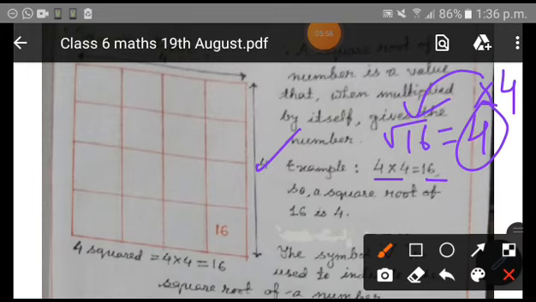So that is why here, see, a square array has been made with 4 columns and 4 rows. So in total, if you count the total number of boxes, you will get 16 boxes. So the square root of 16 is 4.